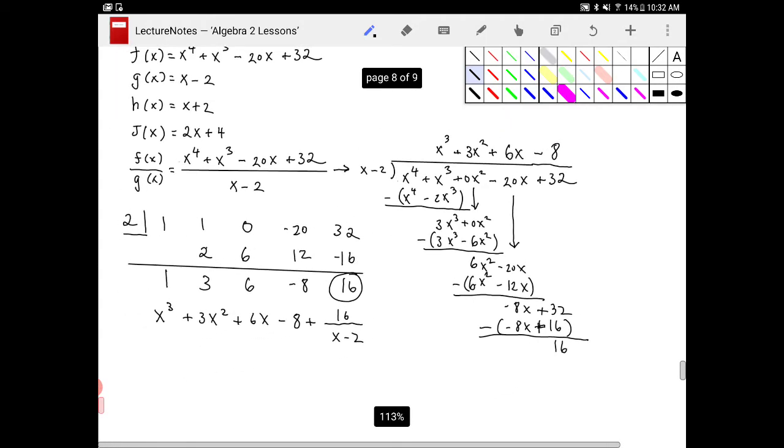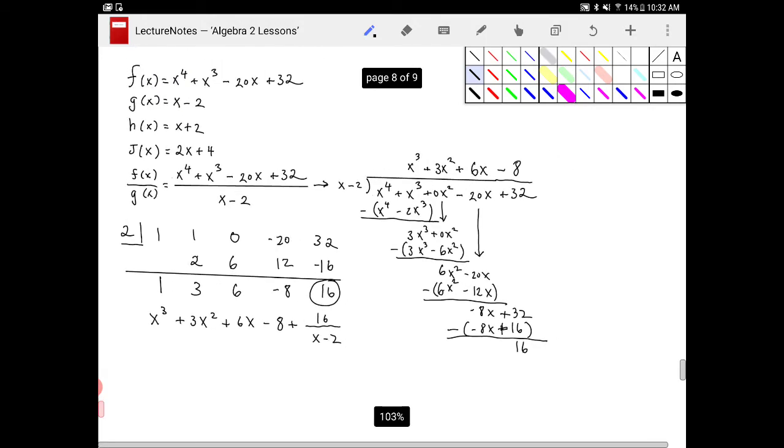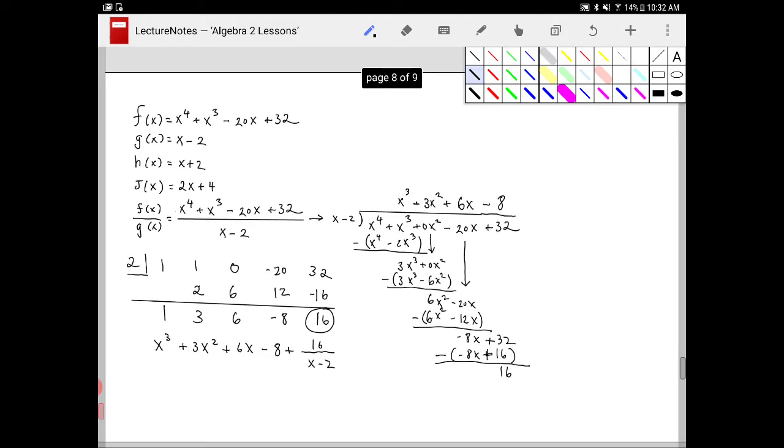Let's compare and contrast what happened here, right? So all the coefficients here, it was 1, 3, 6, negative 8. That's exactly what I have. 1, 3, 6, negative 8. So whenever you are performing synthetic division, okay, one more time, we're adding the numbers.